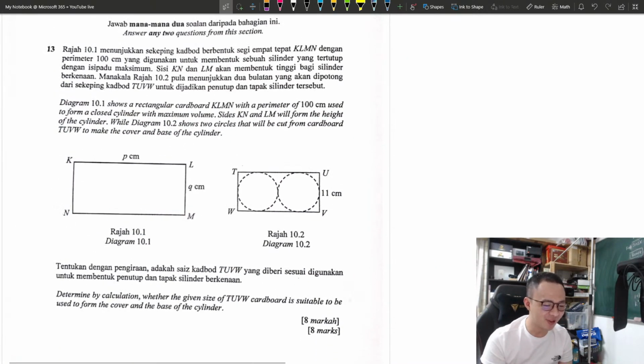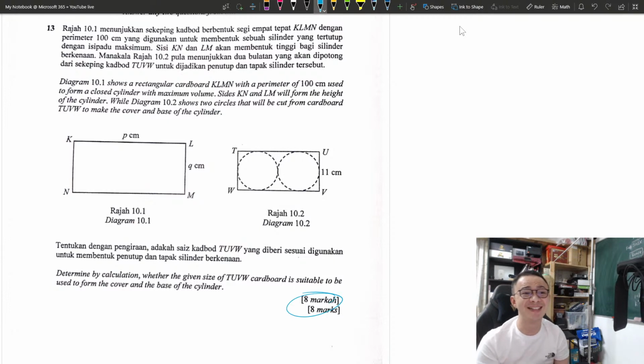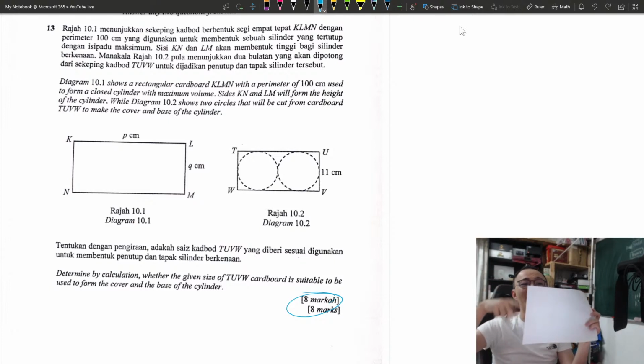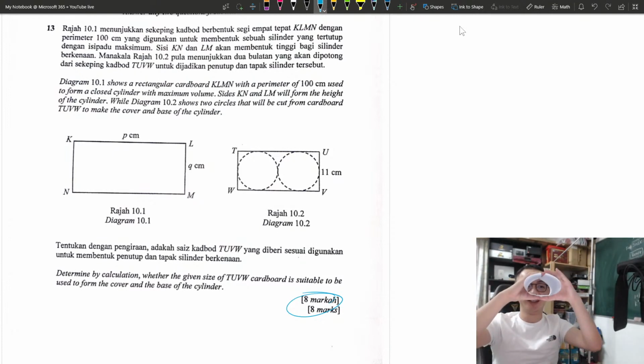Alright, let's have a look at this question. This one is not really very hard, but it's also not really an easy question. So you kind of need to understand what is going on here. But this kind of question, I think I explained some similar questions before. So basically, right now they give you a rectangle. And in this rectangle, they're going to connect KN and LM. You just imagine this is LM and this is KN. If I connect them, you realize I actually form a cylinder.